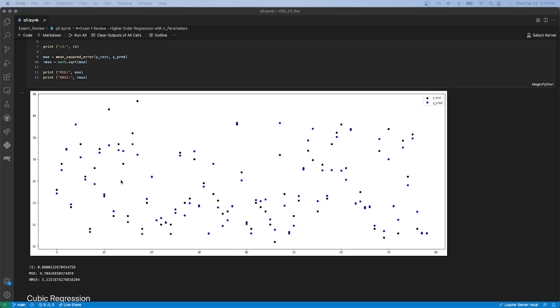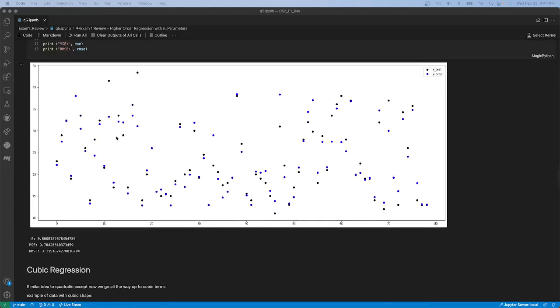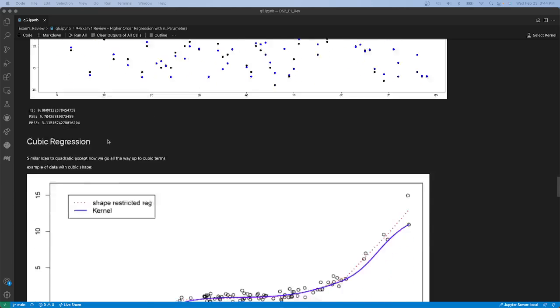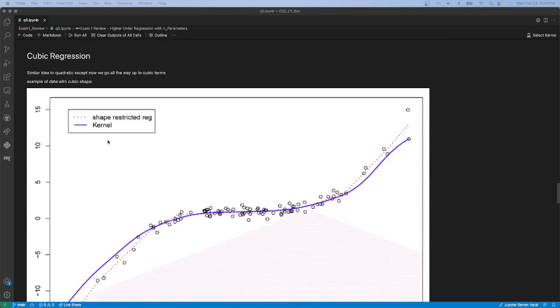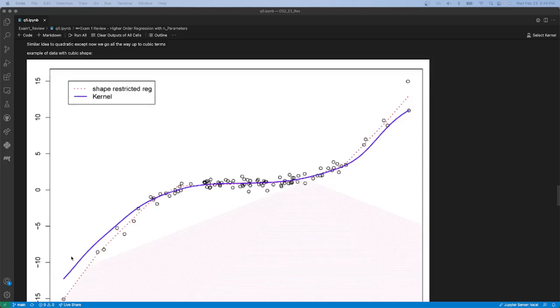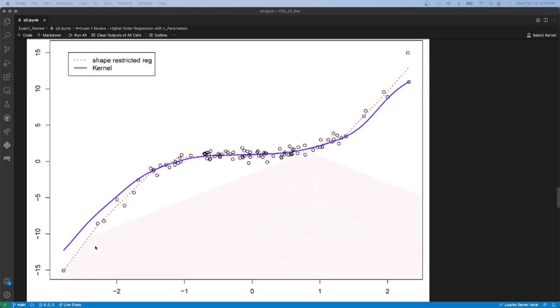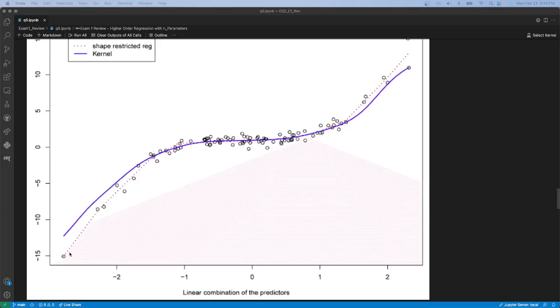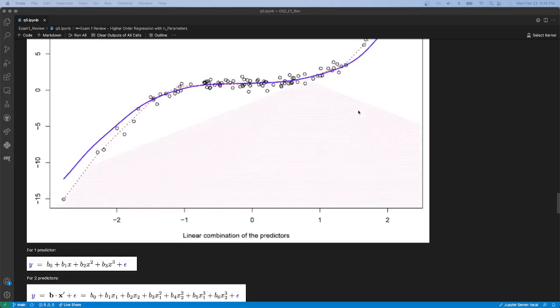So again, that was quadratic regression, and for cubic regression, it's pretty much the same, except now we're going to take it all the way to cubic terms. If our data looks something like this, cubic regression would probably be a good choice, due to the nature of the type of fit that adding cube terms provides.